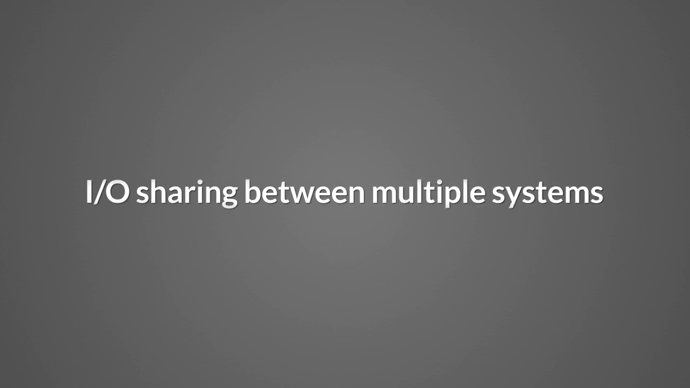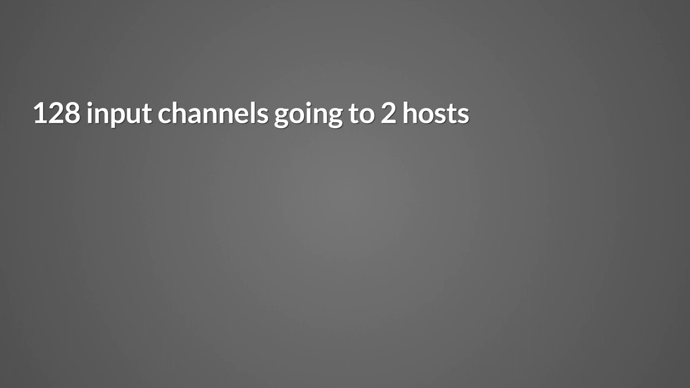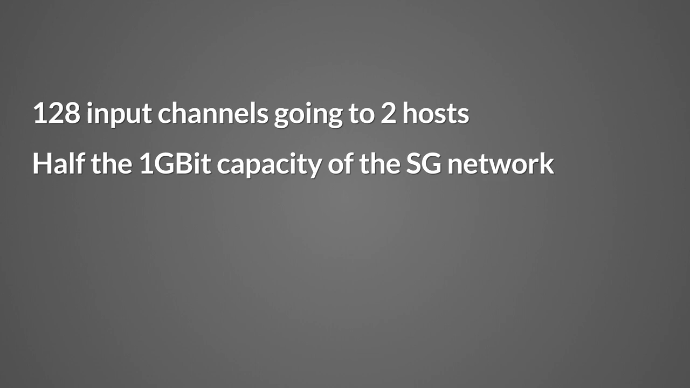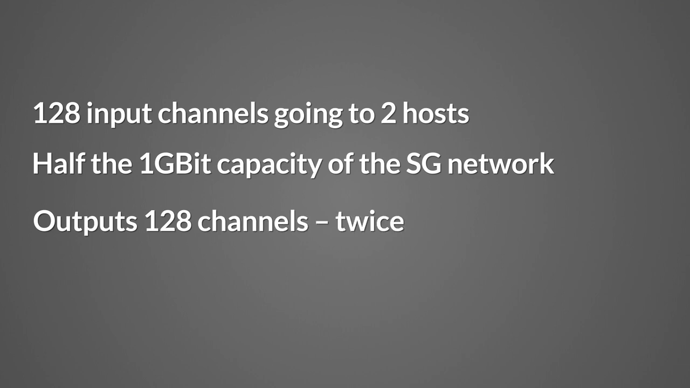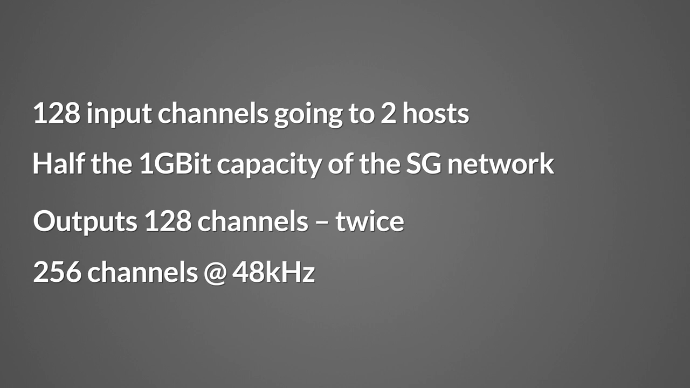I/O sharing between multiple systems. When using the I/O sharing feature, pay close attention to your maximum bandwidth, as you can reach the network's capacity very quickly. For example, a 128 input DigiGrid MGB audio interface patched to 2 hosts will use half the 1 gigabit network capacity of the SoundGrid network. In this case, the device will output 128 channels, but twice, equaling 256 channels at 48K.